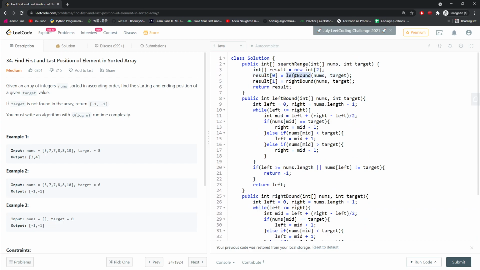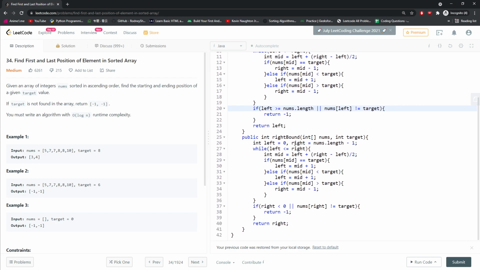You are finding the left bound and the right bound. While you're finding, you have to know the constraints: when it's equal, when it's less than, when it's greater than. And after that, you have to double check: did you actually find it? Because we are not actually returning -1 inside the loop, we are returning at the end. If I find it, I'm not going to return -1. If I didn't find it, I have to return -1. And for the right bound, exactly the same idea.